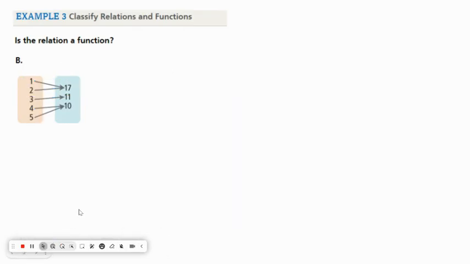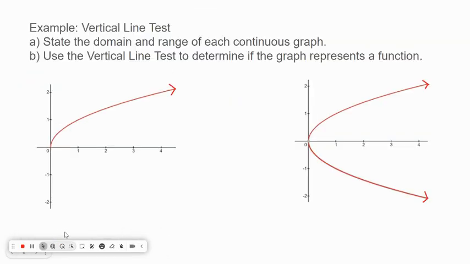Okay. Last but not least here. Now we're going to talk about the vertical line test. It says state the domain and range of each continuous graph. So notice right here, we're looking at continuous graphs. And again, we want to know what the domain and range are, and then use the vertical line test to determine if it's a function.